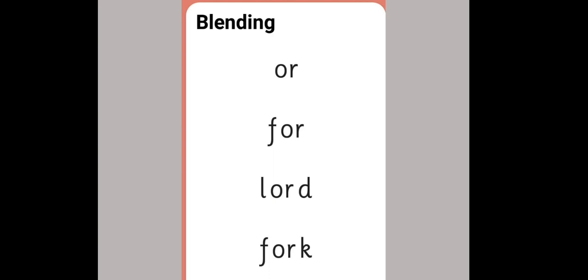Now we are going to read the second word. In the second word, we have two letter sounds that make up that word. Now we have f and or. When we put it together, it makes the word "for". F, or, for.